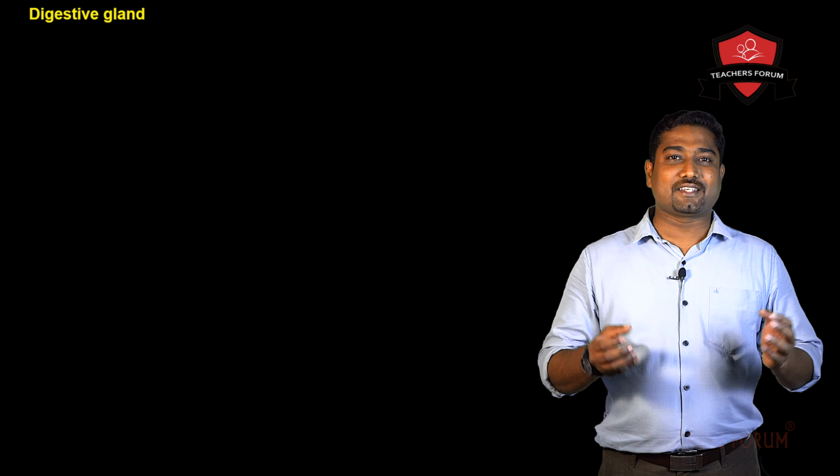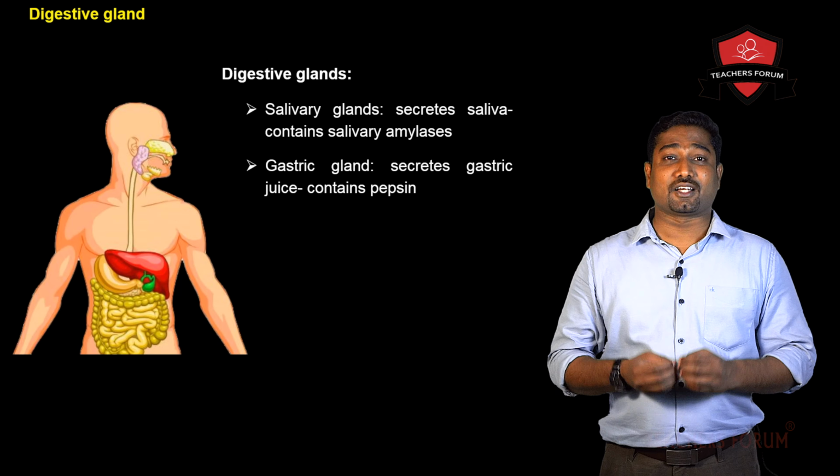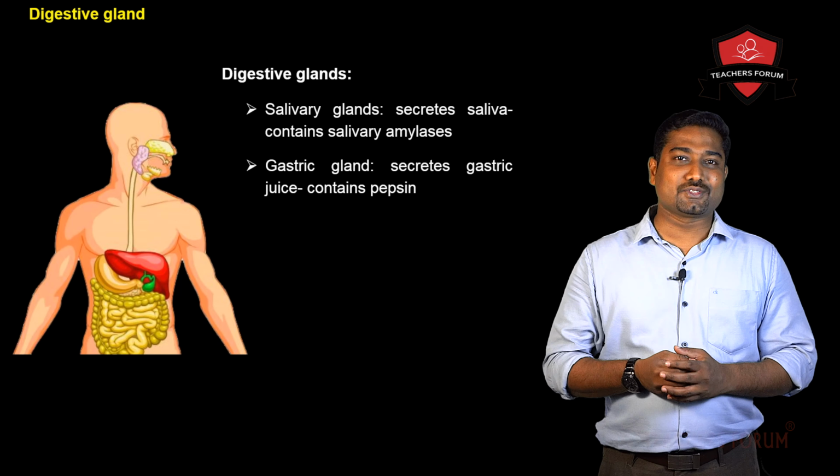The gastric glands are seen in the inner wall of your stomach. Gastric glands produce a secretion, a fluid called gastric juice. It contains an enzyme called pepsin.